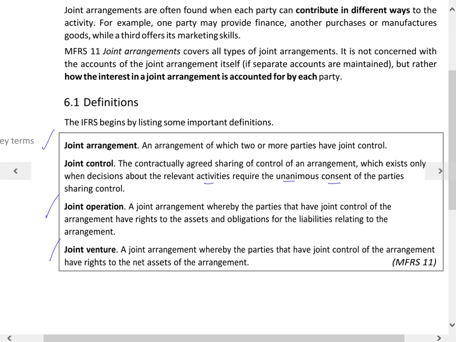What is a joint operation? Where parties have joint control of the arrangement, have rights to the assets and obligations for the liabilities relating to the arrangement. This is the keyword for joint operation. And the keyword for joint venture: where the parties to the joint venture have rights to the net assets. Underline the keywords here to differentiate between joint operation and joint venture.